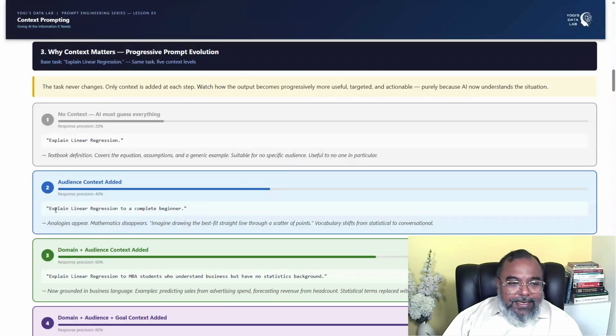But if I go ahead and say explain linear regression to a complete beginner, now you have set a context, right? You have added an audience here, that the person is a complete beginner. So the analogies appear, mathematics disappears, because for a complete beginner, you just cannot go ahead and give a complete linear regression equation. You need to explain it first and then you start with the mathematics around. So it says imagine drawing the best fit straight line through scattered points. Vocabulary shifts from statistical to conversational. So this is how the context is changing the result.